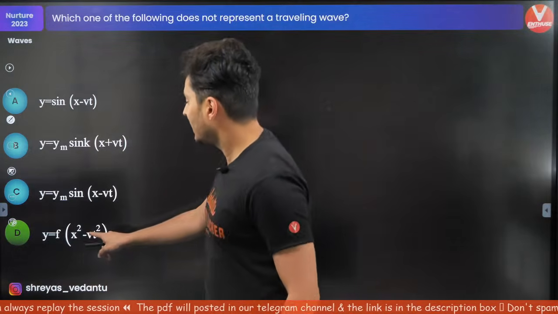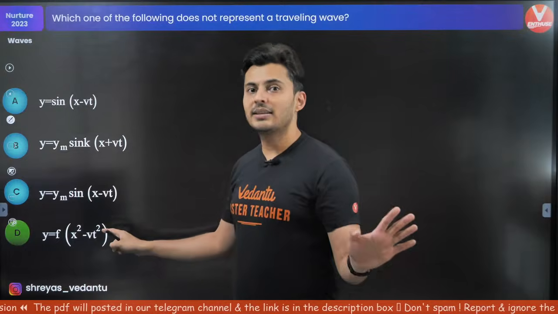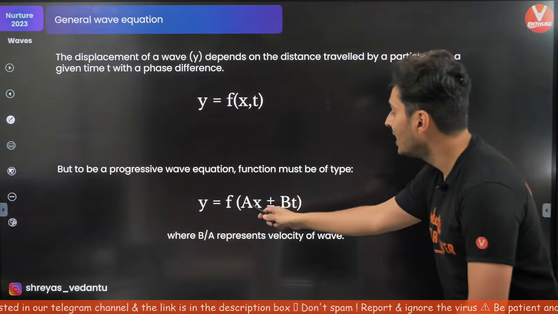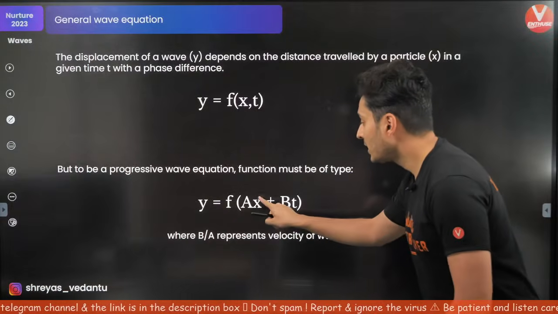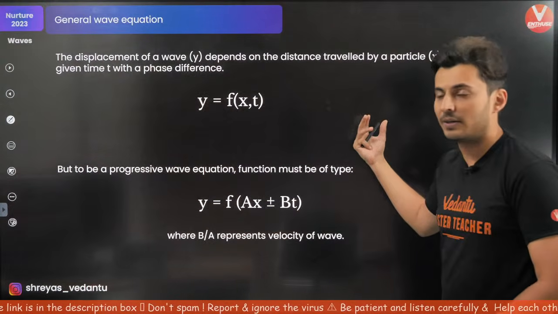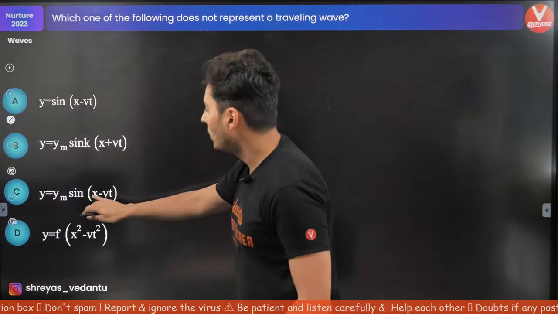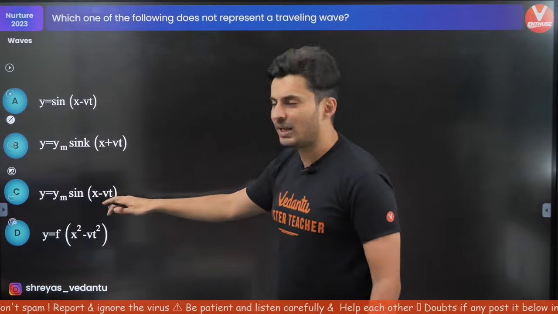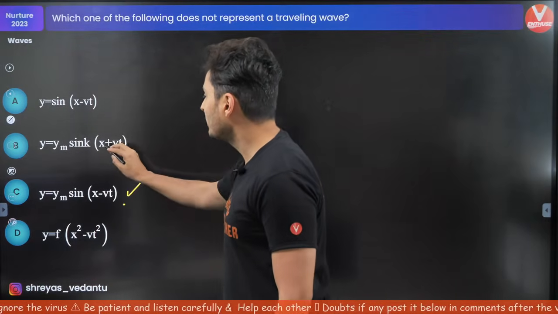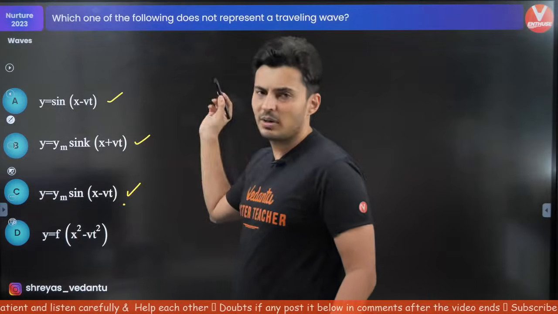Reason being, x square minus vt square. That is not the correct form. I just gave the correct form. It should be some function of ax plus minus bt. Individually they cannot have powers, but as a whole they can have power. Understand that. So notice over here, this is sine of something x plus minus something into t. Fine, this is okay. This something x something time, perfectly okay.